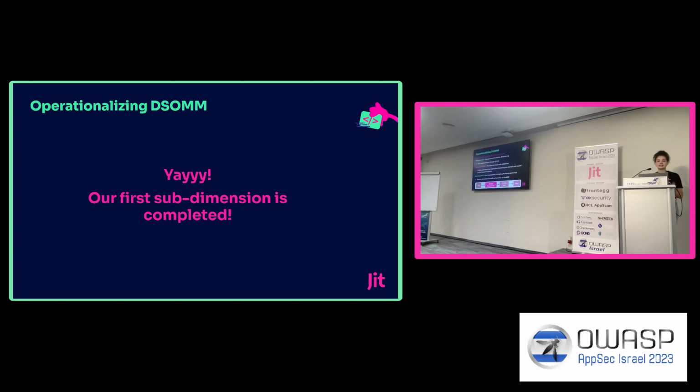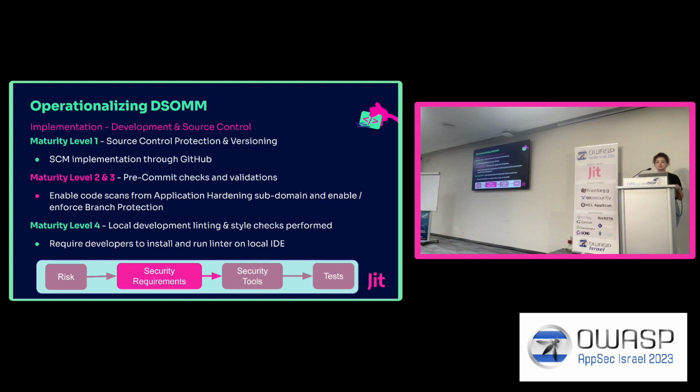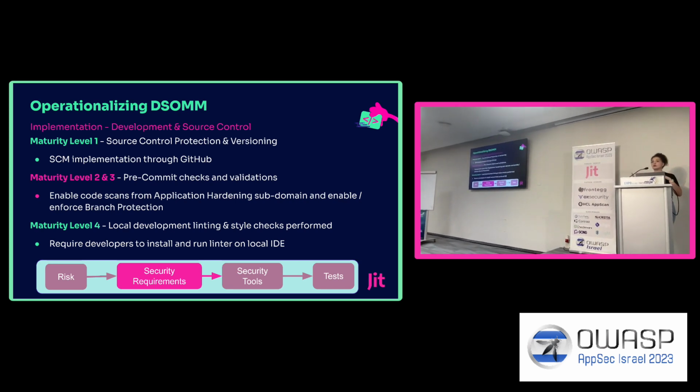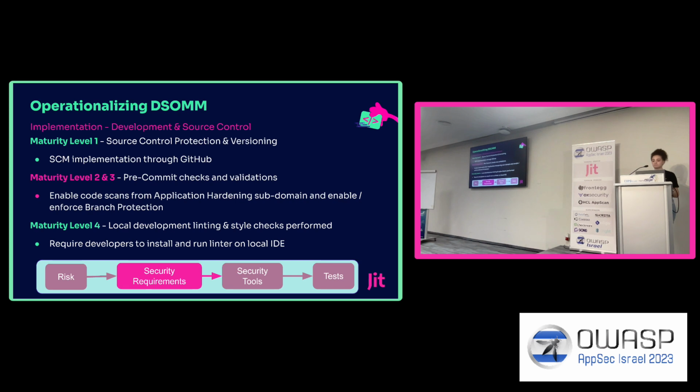So up next we have the next subdimension for the implementation dimension, which is development and source control. Again, don't try to read, it's okay, don't worry. For maturity level 1, source control protection and versioning, the action item is we want to use SCM implementation through GitHub. Maturity levels 2 and 3, we see they are collapsed. We have pre-commit checks and validations, and the action item for this one is we need to enable code scan from an application hardening subdomain and enable or enforce branch protection. And for maturity level 4, this is really going shift left all the way, right? We're seeing IDE extensions and local linters.